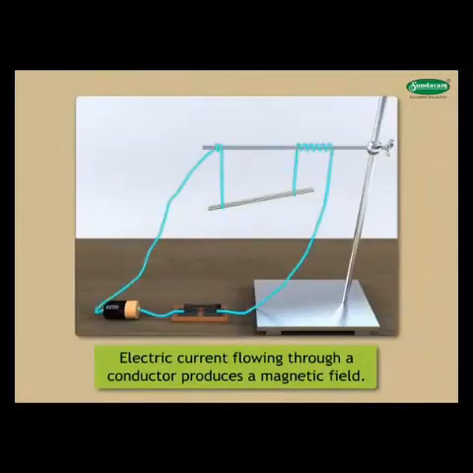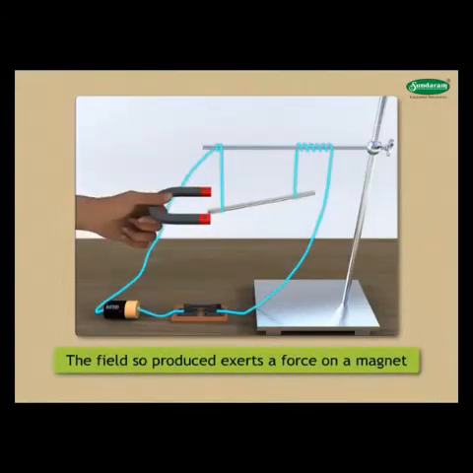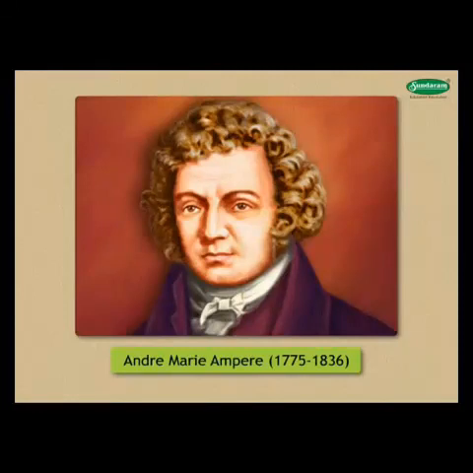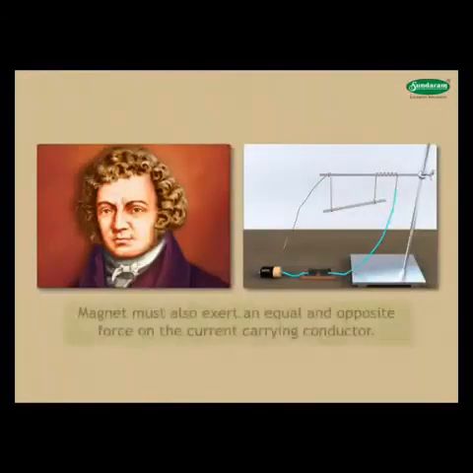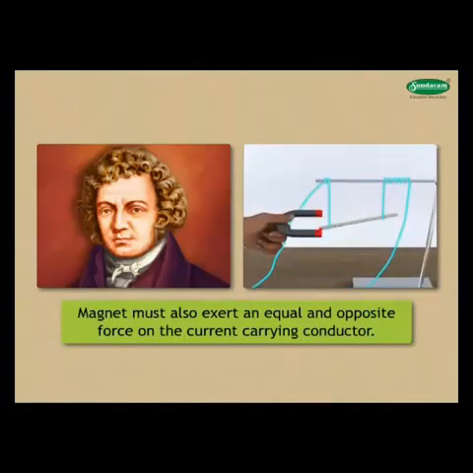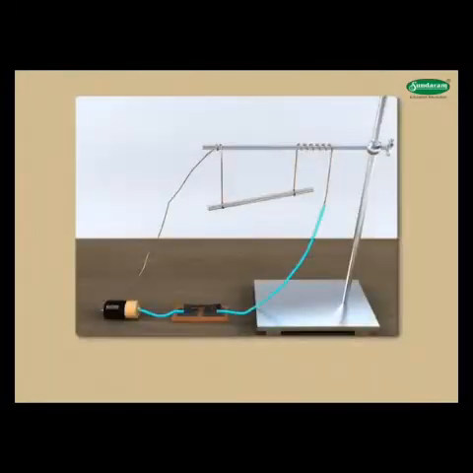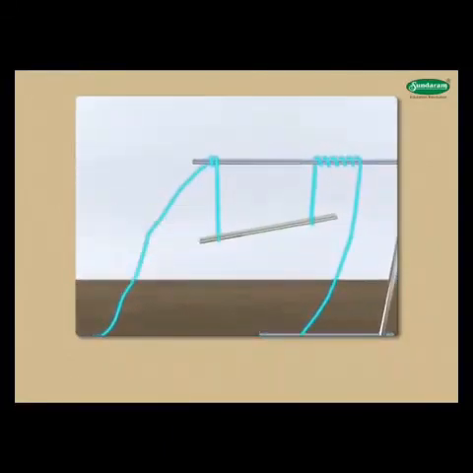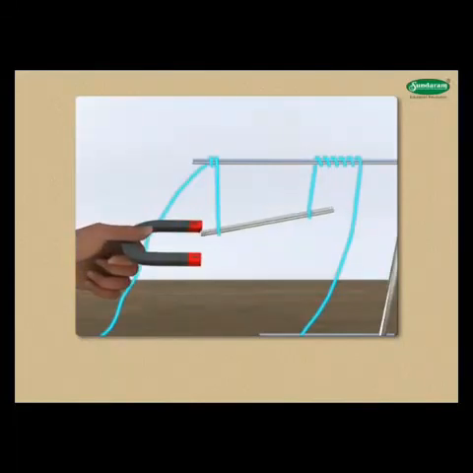Electric current flowing through a conductor produces a magnetic field. The field so produced exerts a force on a magnet placed in the vicinity of the conductor. French scientist André-Marie Ampère, 1775 to 1836, suggested that the magnet must also exert an equal and opposite force on the current-carrying conductor. In the above activity, it is seen that the rod is displaced, which suggests that force is exerted on the current-carrying aluminium rod when placed in the magnetic field.